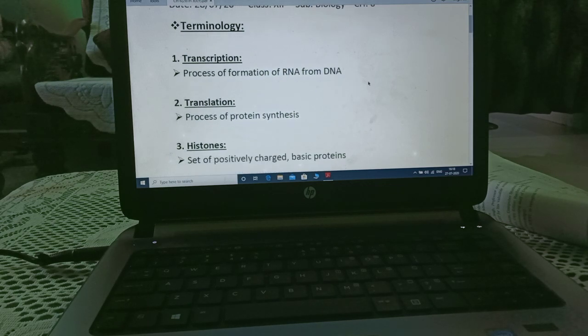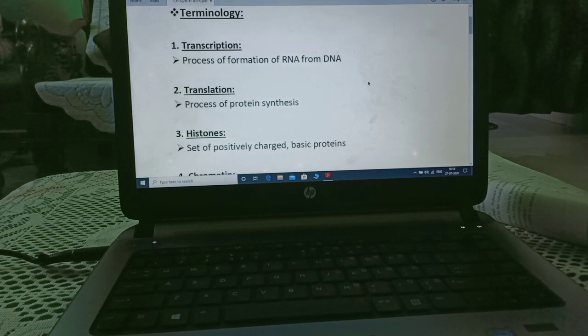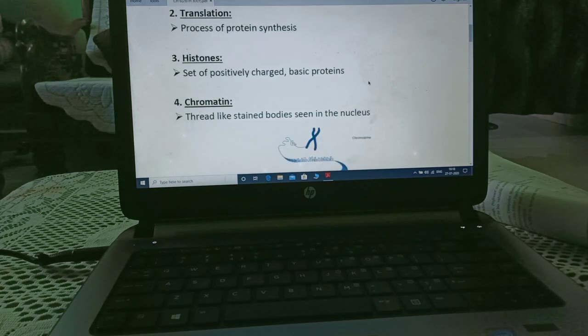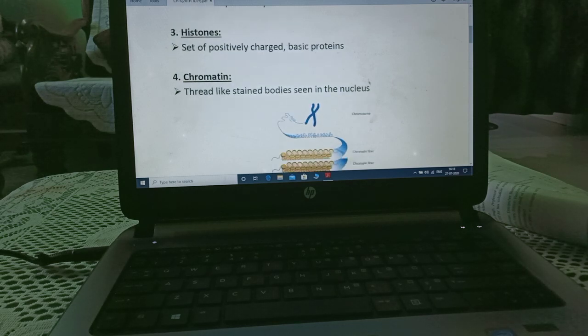We are starting with terminology of this chapter. Terminology means which terms are going to be used for this chapter. We should be aware about them. Transcription. Process of formation of RNA from DNA is known as transcription. Translation. Process of protein synthesis. Histones. Set of positively charged basic proteins.